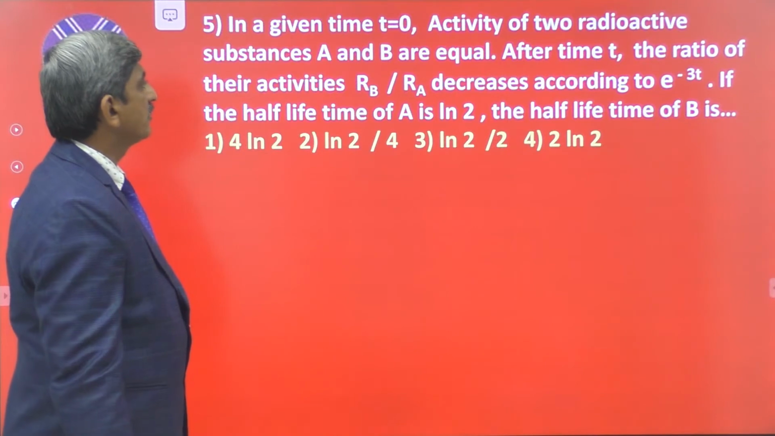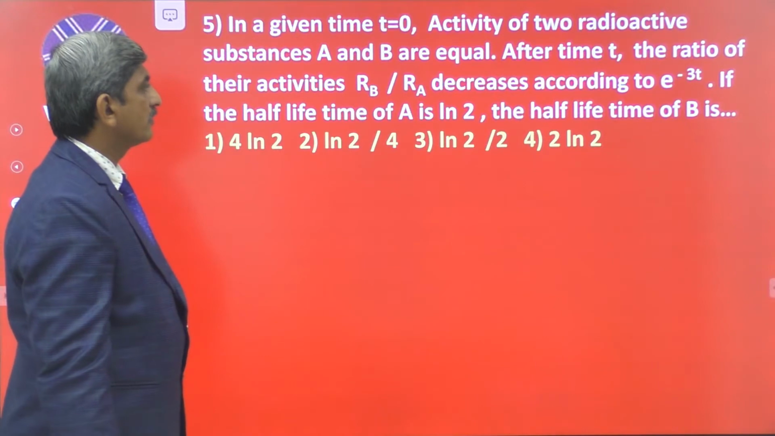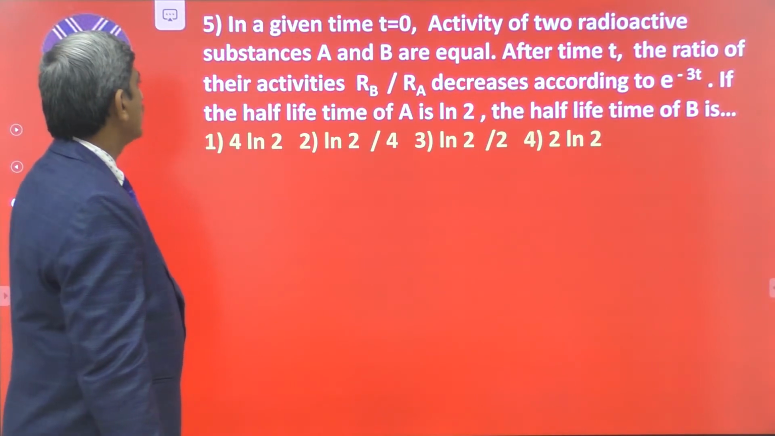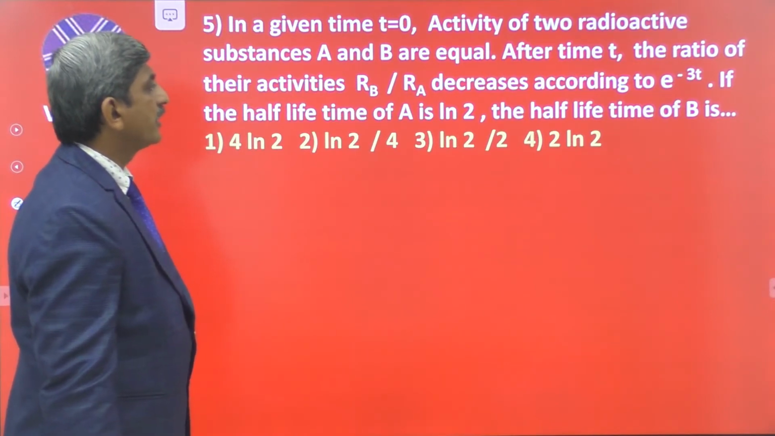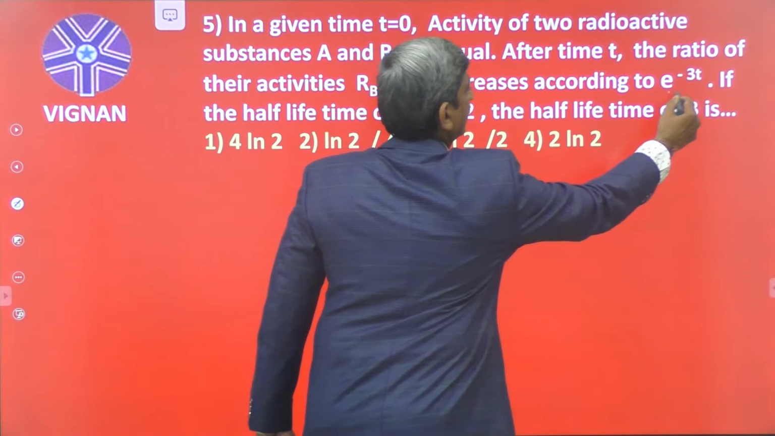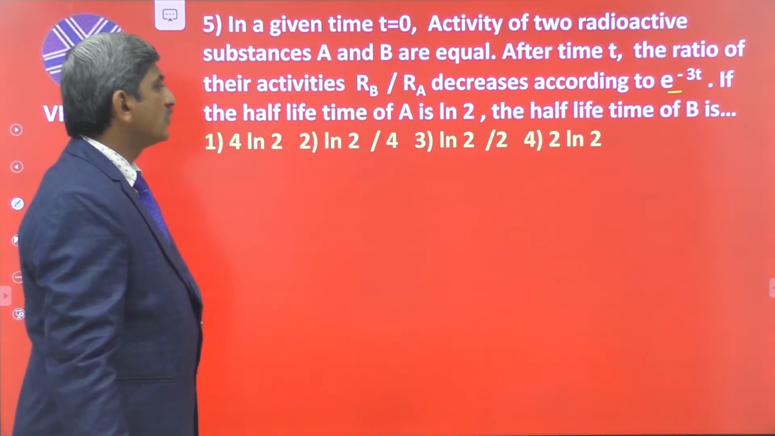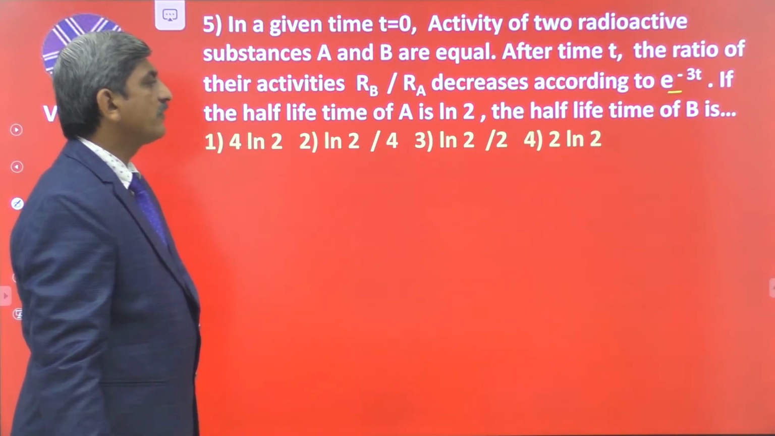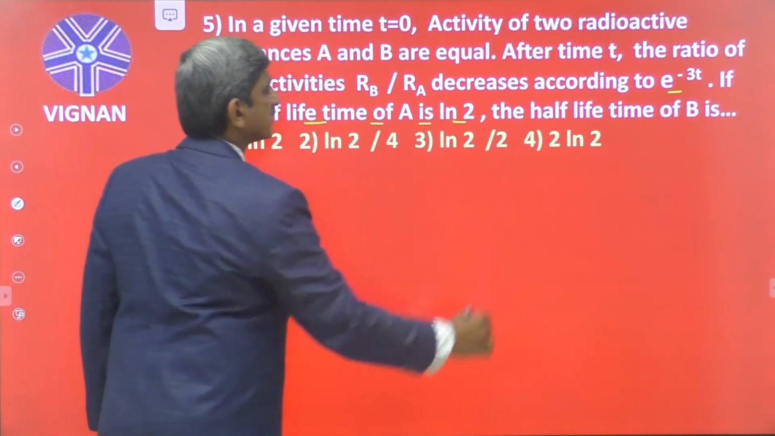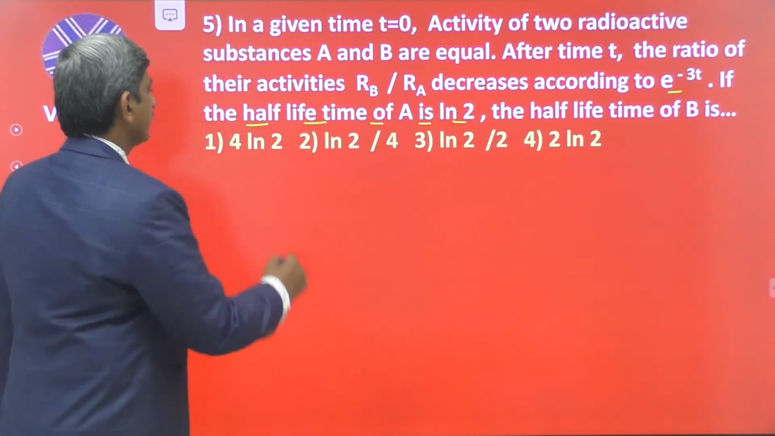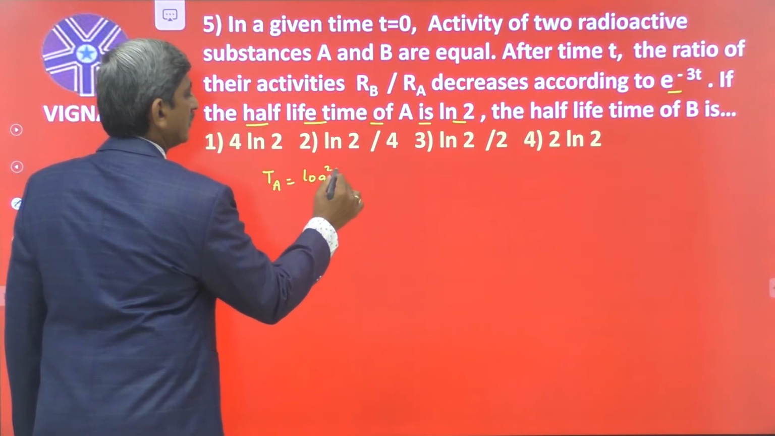At a given time t is equal to 0, the activities of two radioactive substances A and B are equal. After time t, the ratio of their activities Rb by Ra decreases according to e to the power of minus 3t. If the half-life time of A is log 2 to the base e, then the half-life time of B is dash. First, here, the half-life time of A is given as log 2 to the base e.